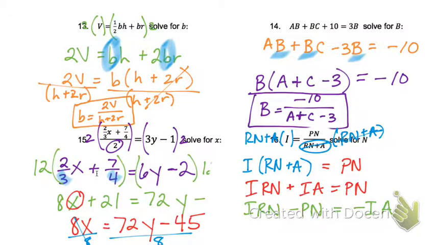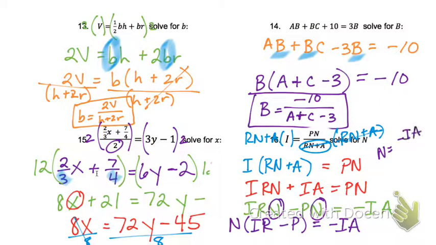Now I do what? Divide by n. Nope, not divide. Take out my n. Factor. It's called factor. Okay, so n times the quantity. These questions are all the same process. Then you divide by what? You divide by the parentheses. Yes, divide by the parentheses. So n equals negative IA divided by IR minus P.